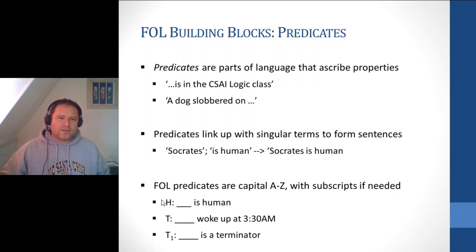And we're going to write them like this. So capital H is going to express the predicate "blank is human." Now it's important we keep the blank because this is indicating where we would fill in a singular term. So H will give us "is human," T will give us "blank woke up at 3:30 a.m.," and T subscript 1 is going to give us "blank is a terminator." So now what we have is two elements: we have these singular terms and variables, the names and variables, and we have predicates. And you can sort of see now what we're going to do. We're going to build stuff that looks like sentences by hooking the two up.